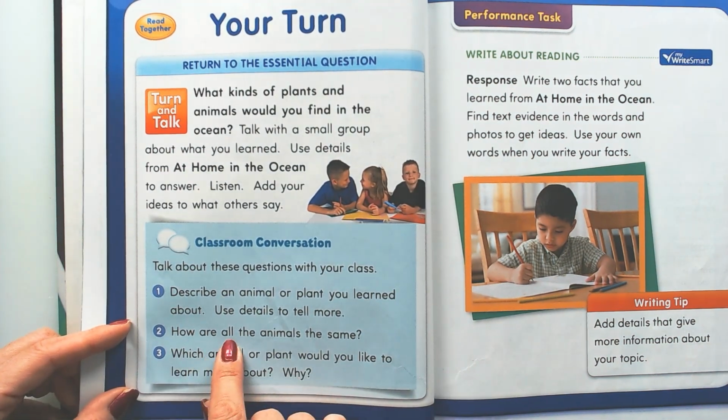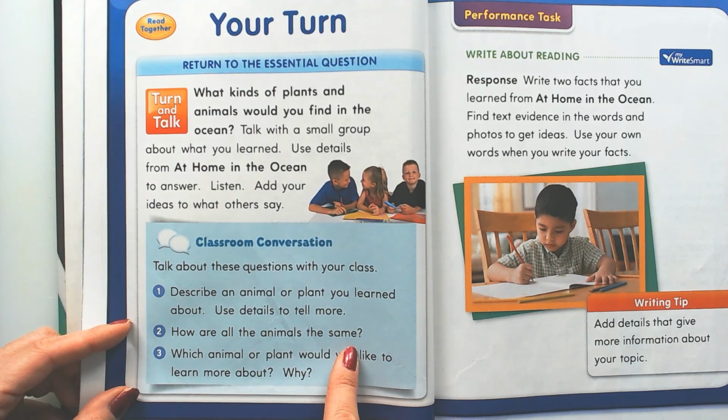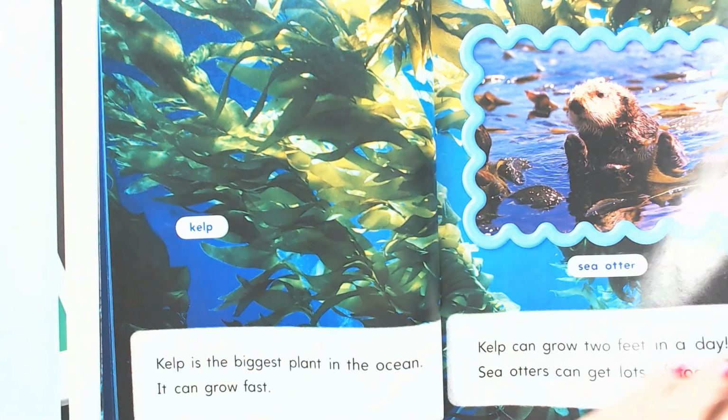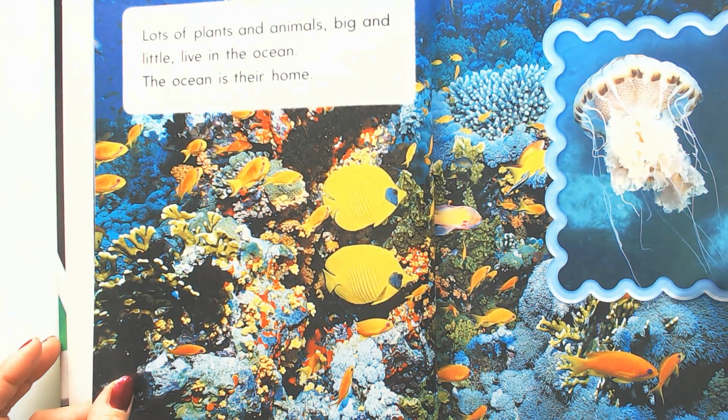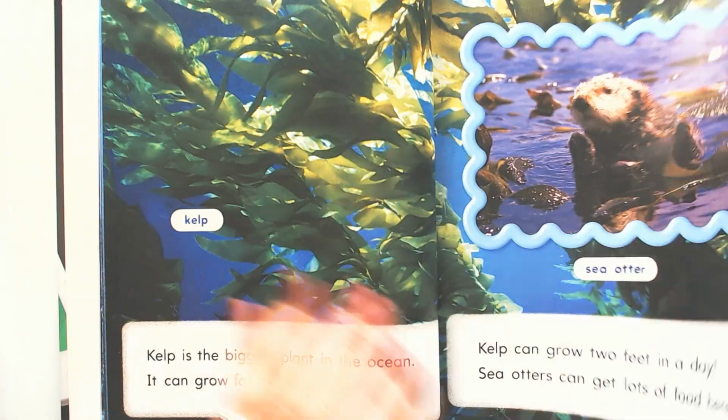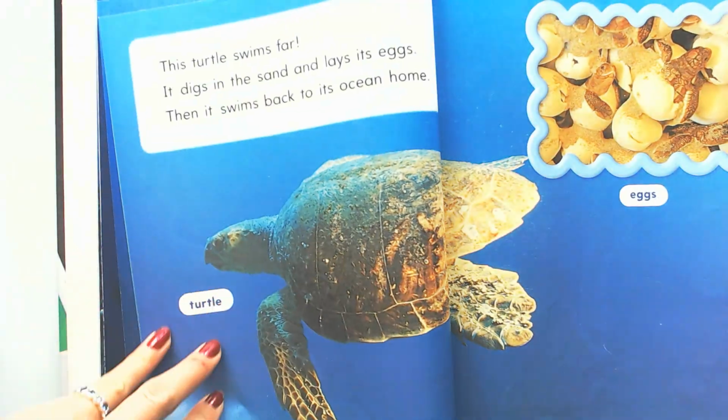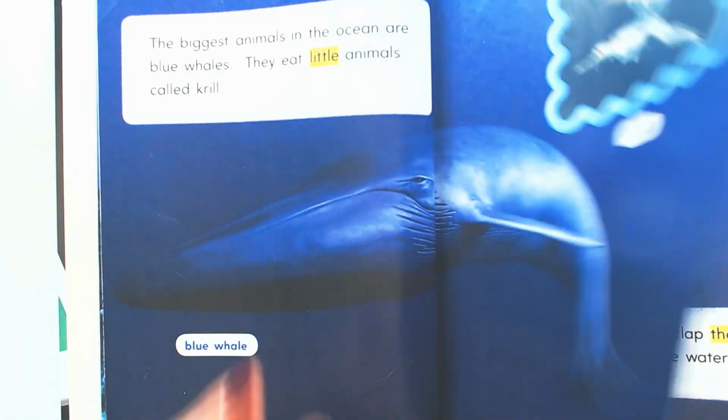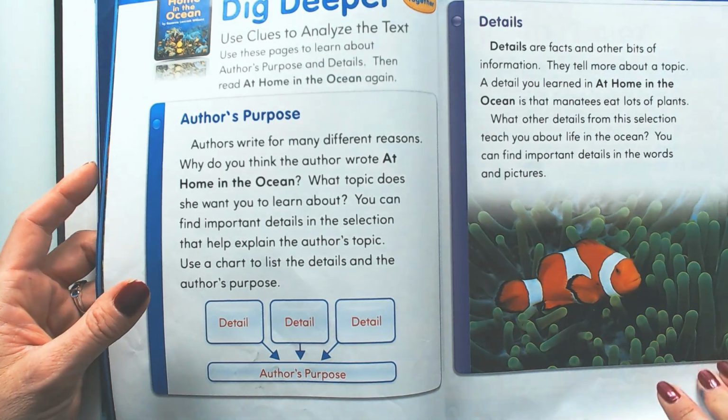How are all the animals the same? Well, I would say they all live in the ocean. The ocean is their home, so that's what's the same about them. They all live in the same home, just different parts of the ocean.